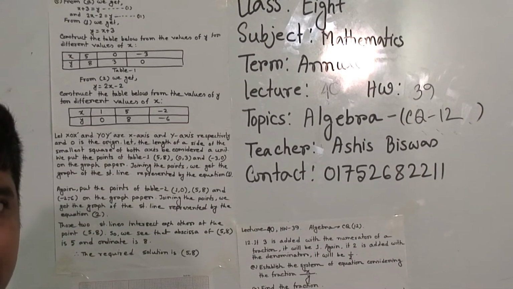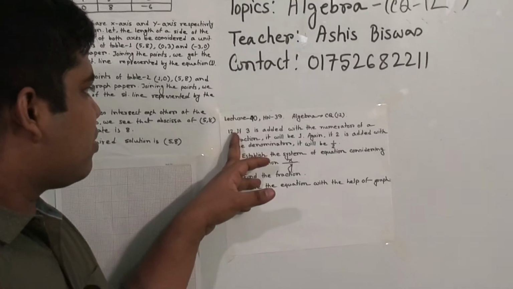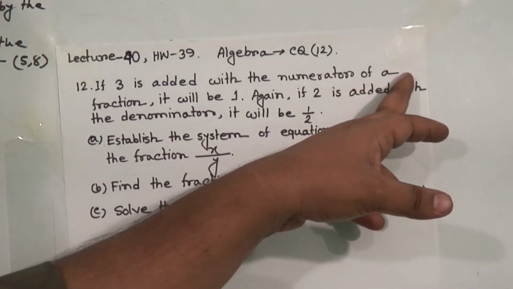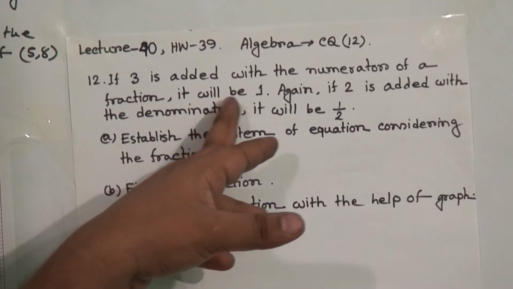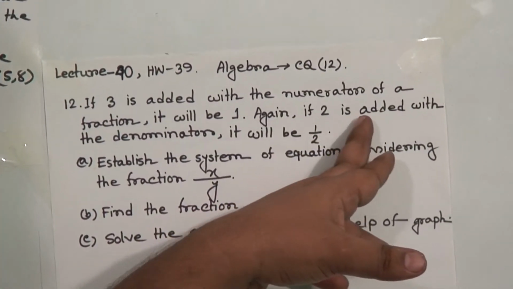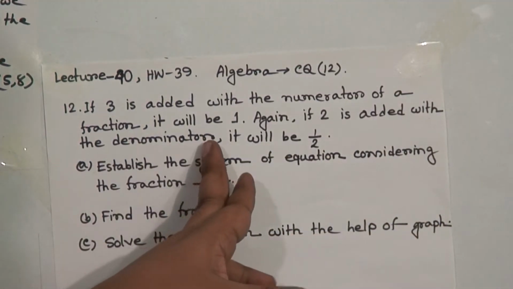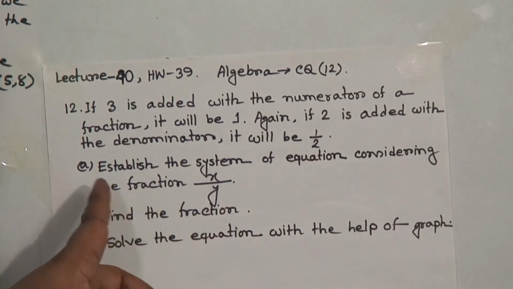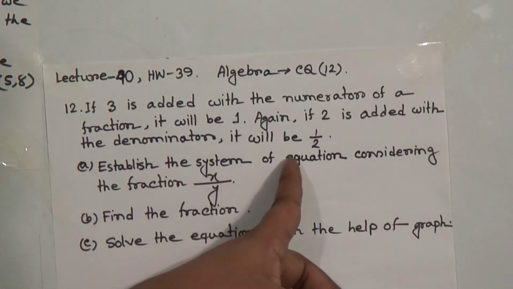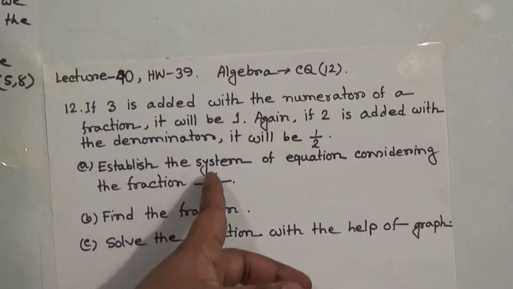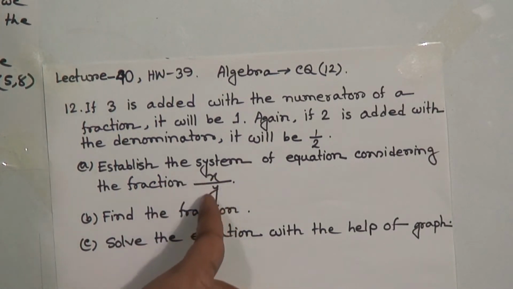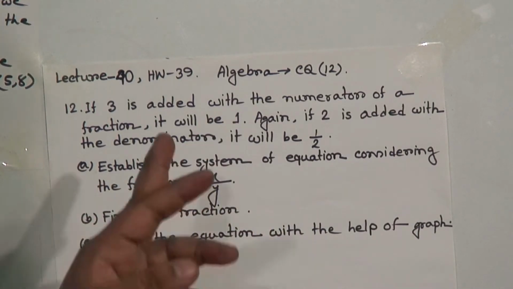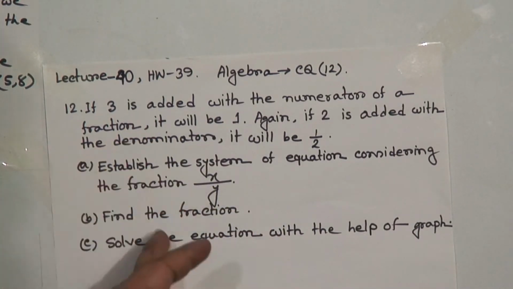Dear students, at first we read the question. Here is question number 12. If 3 is added with the numerator of a fraction, it will be 1. Again, if 2 is added with the denominator, it will be half, that means 1 by 2. Question number A. Establish the system of equations considering the fraction x by y. Here the given fraction is x by y. By using this fraction we shall solve question number A and we make two equations.